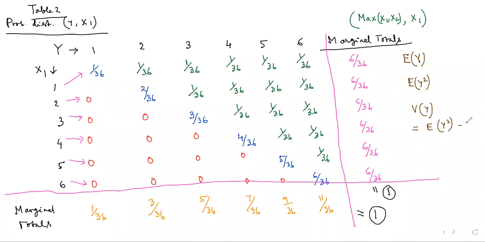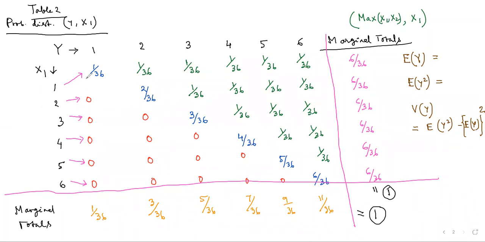We know that the variance of y is defined to be the expectation of y square minus the expectation of y whole square. And these are the quantities that I need to calculate. Now you can take a screenshot of this particular page. I can do the calculation on the next page.